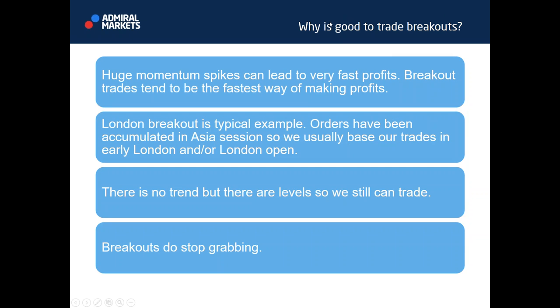Now, why is it good to trade breakouts? Huge momentum spikes can lead to very fast profits. Breakout trades tend to be the fastest way of making profits. The London breakout is a typical example. Orders have been accumulated in the Asia session, so we usually base our trades in early London, at the London open.